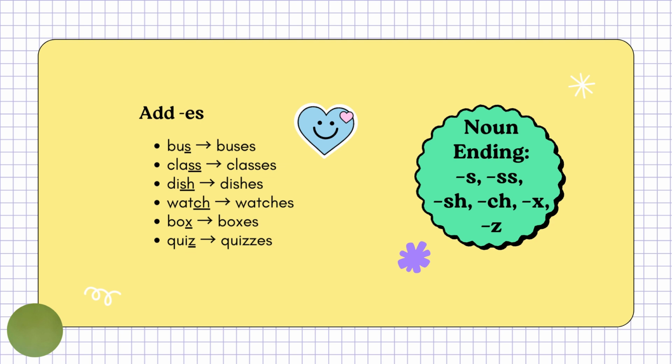So here is an example. S, ss, sh, ch, x, or z. Here is the example of a word ending with s, you must add es. And here is the word ending with ss, class, which becomes classes. And this is sh, it becomes dishes. And watch, ch, becomes watches. Box, boxes, quiz, quizzes. Okay, so if you have these nouns, you have to add es when you want to make the noun plural.